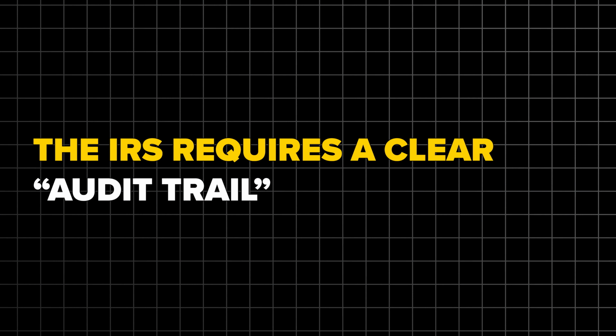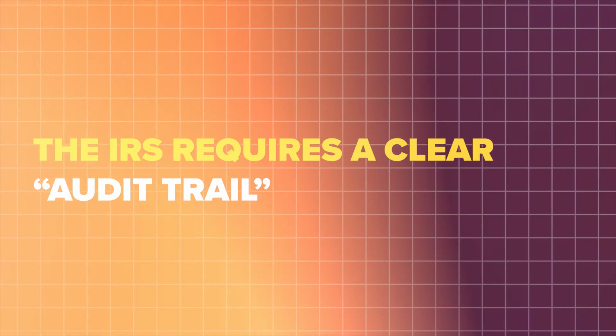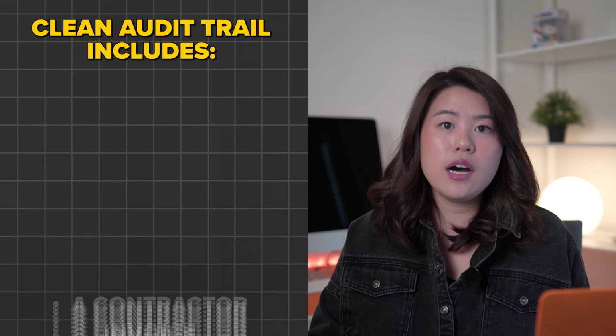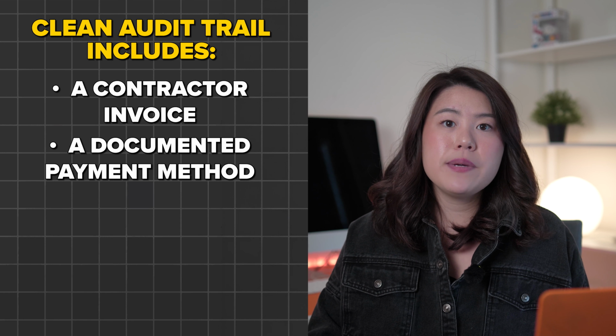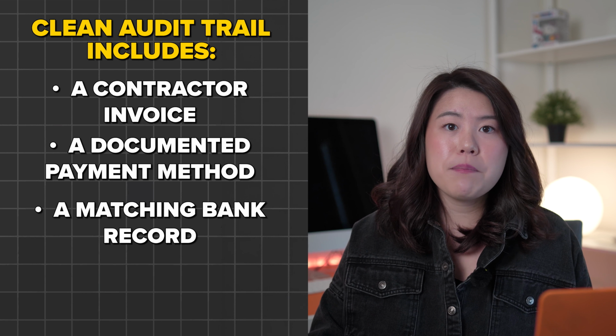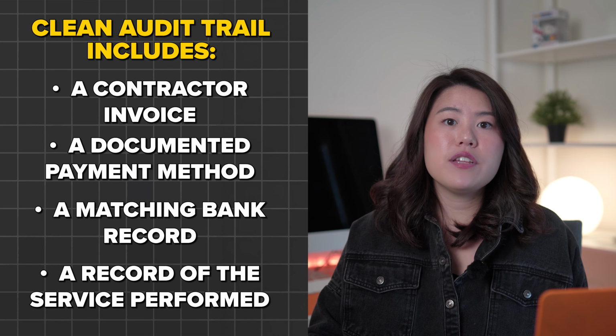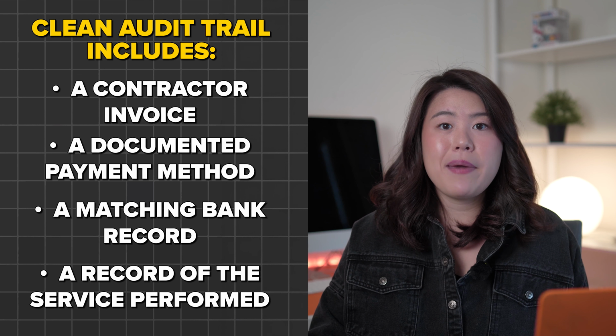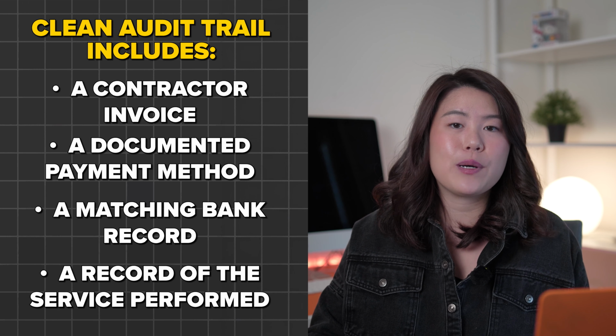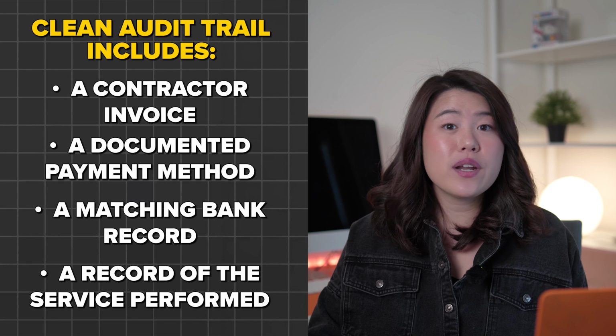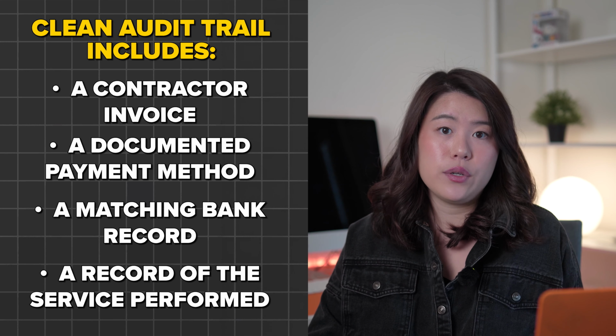The IRS requires a clear audit trail. A clean audit trail includes a contractor invoice, a documented payment method, a matching bank record, and a record of the service performed. This is why paying contractors casually through personal accounts or Venmo is one of the biggest mistakes new LLC owners make. The IRS cannot verify the legitimacy of the expense.